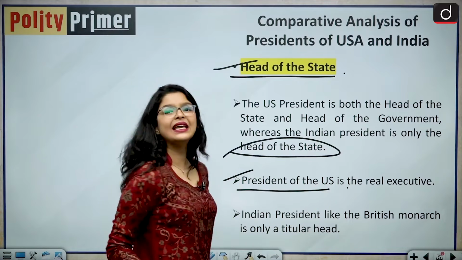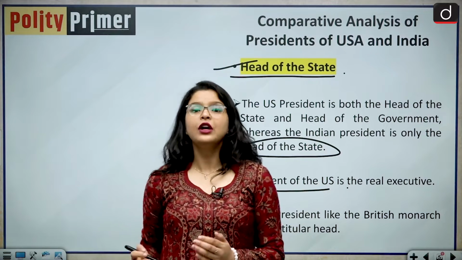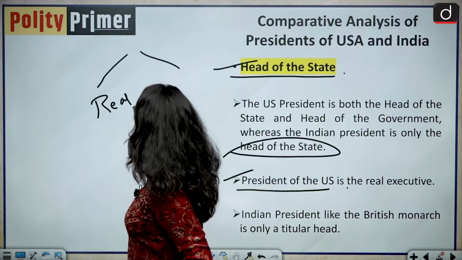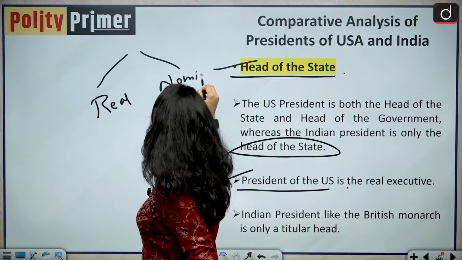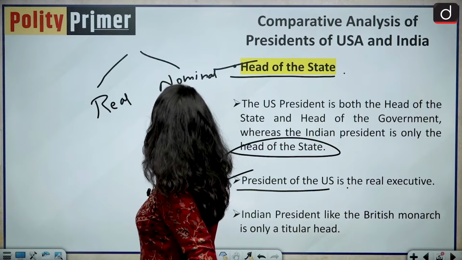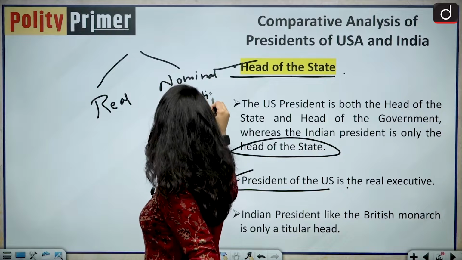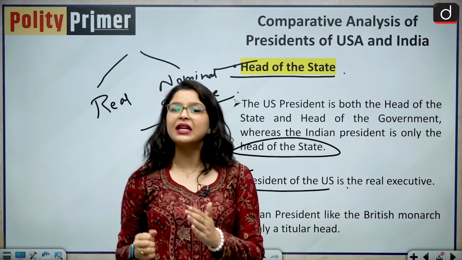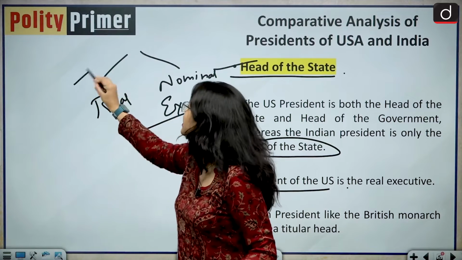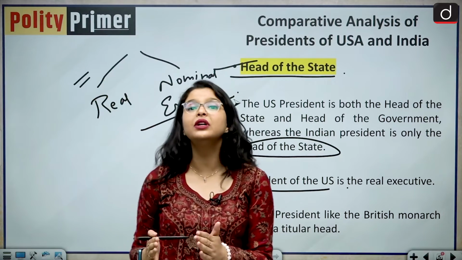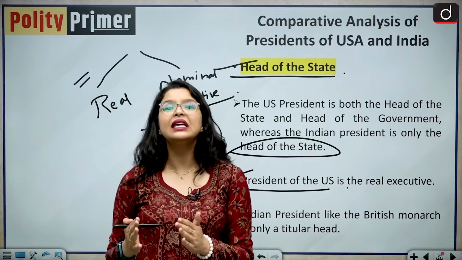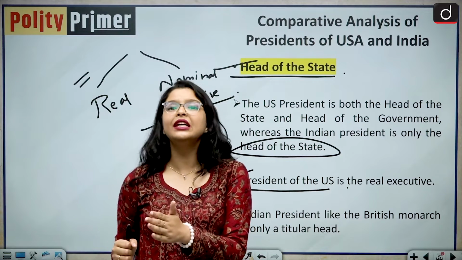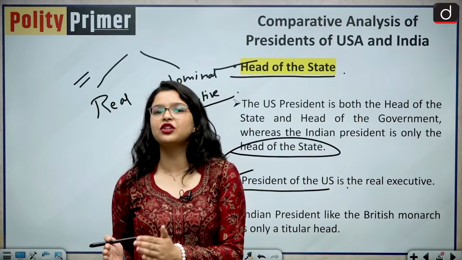The President of the USA is the real executive. Executive can be classified into real executive and nominal executive. In USA, the president is the real executive. Why? Because he is the head of the government. So, he is the de facto executive. In India, who is the de facto executive? The Prime Minister of India.